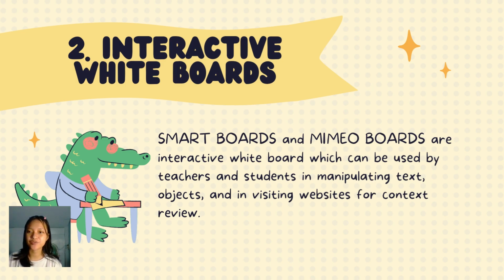Some examples of an interactive whiteboard are the SMART Boards and Mimeo boards. These are interactive whiteboards which can be used by teachers and students in manipulating text and objects, and in visiting websites for content review. This is a type of display board which allows for the interaction of both the students and teachers in terms of the content.